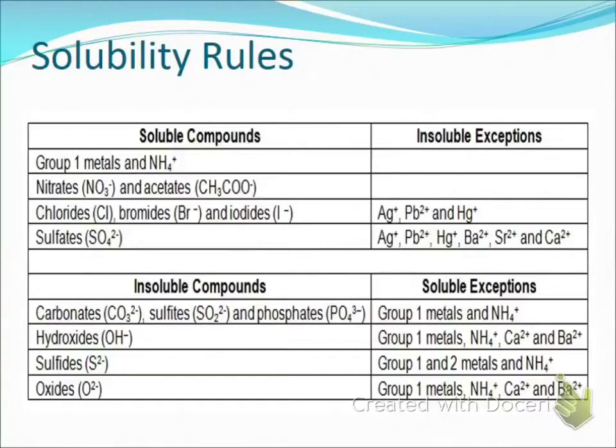Same thing with nitrates and acetates. Always soluble, no matter what they're bonded with. So if you see something that's got a group 1 metal, you don't even have to question what it's with. It's going to be soluble. So if it's soluble, we write behind it AQ because it stays dissolved in the water. So aqueous.